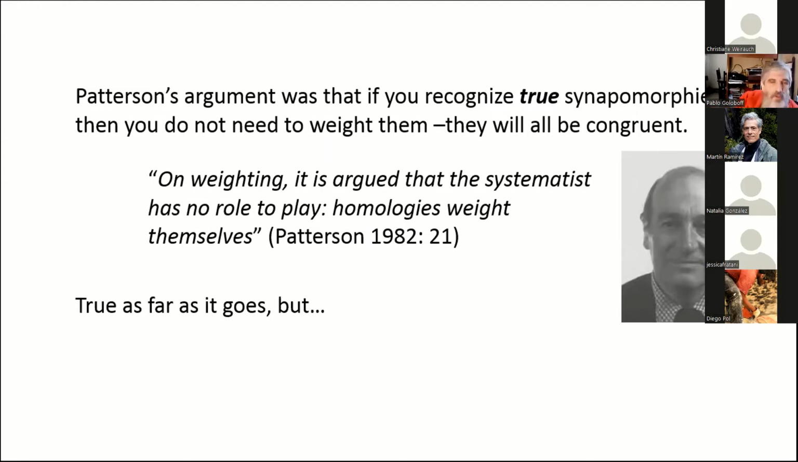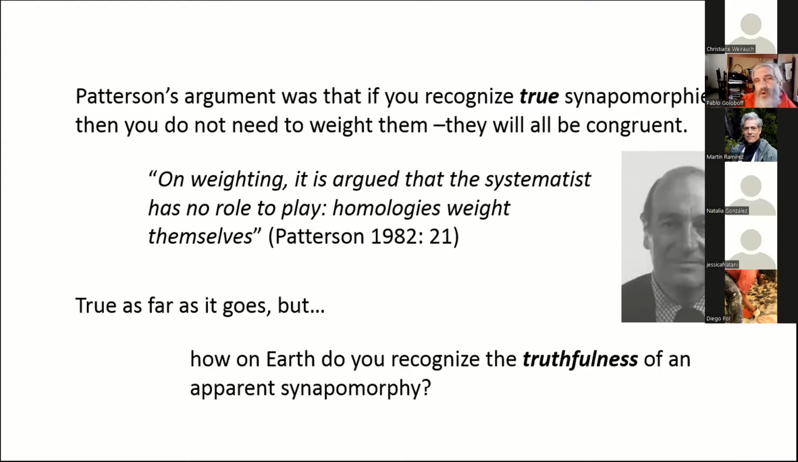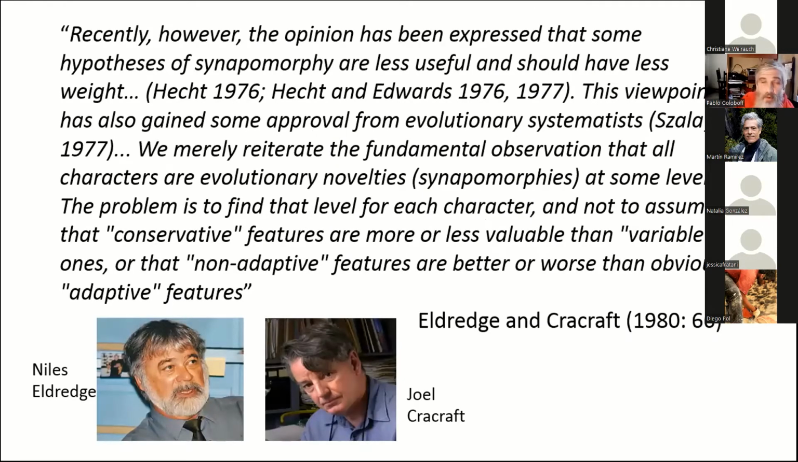That is true as far as it goes, but how on earth are you going to recognize the truthfulness of an apparent synapomorphy? If you have two characters in conflict, only one of them can be true. So you really still need to solve that problem. Some evolutionary systematists express the opinion that you can lower the weight of characters that are more adaptive or less adaptive. For example, Eldredge and Cracraft, in their influential book of 1980, criticized this viewpoint. And they say that we merely reiterate the fundamental observation that all characters are evolutionary novelties, that is, synapomorphies at some level. The problem is to find that level for each character and not to assume that some features are better than others, basically.